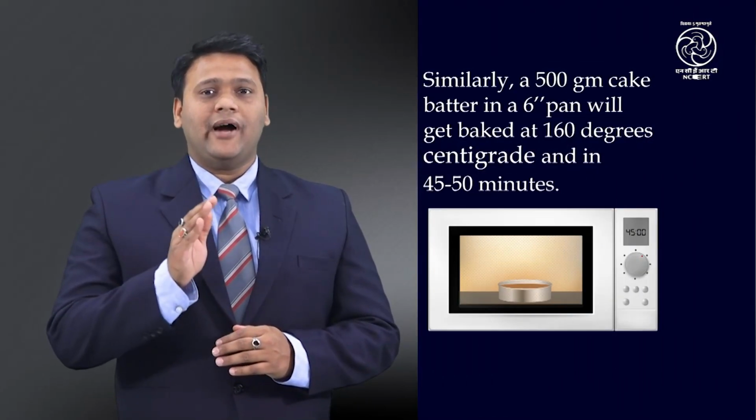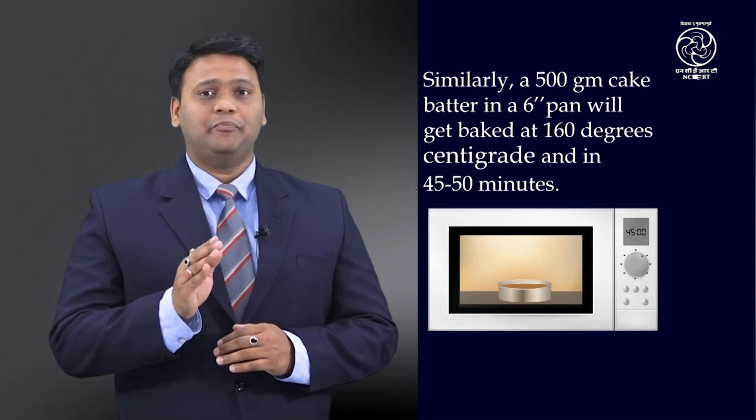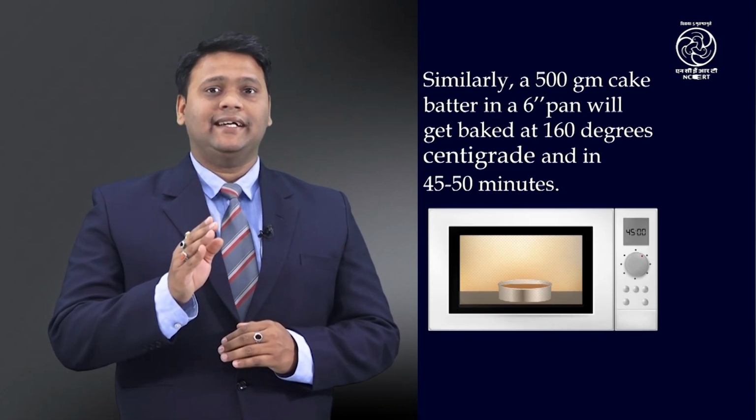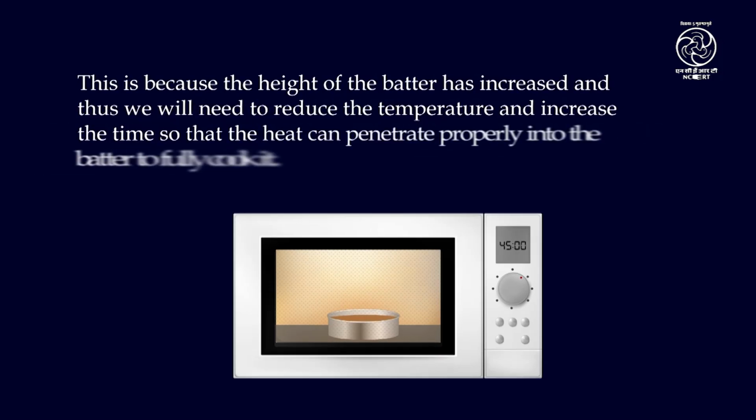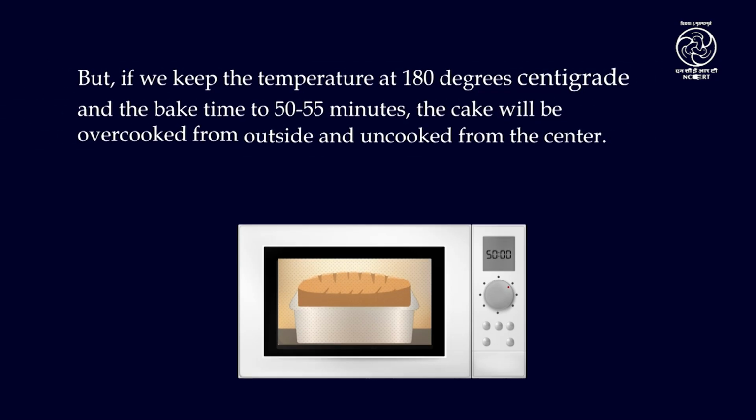Similarly, the same 500 gram cake batter in a 6-inch pan will get baked at 160 degrees centigrade and in 45 to 50 minutes. This is because the height of the batter has increased and thus we will need to reduce the temperature and increase the time so that the heat can penetrate properly into the batter to fully cook it. But if we keep the temperature at 180 degrees centigrade and bake for 50 to 55 minutes, the cake will be overcooked from outside and uncooked from the center.